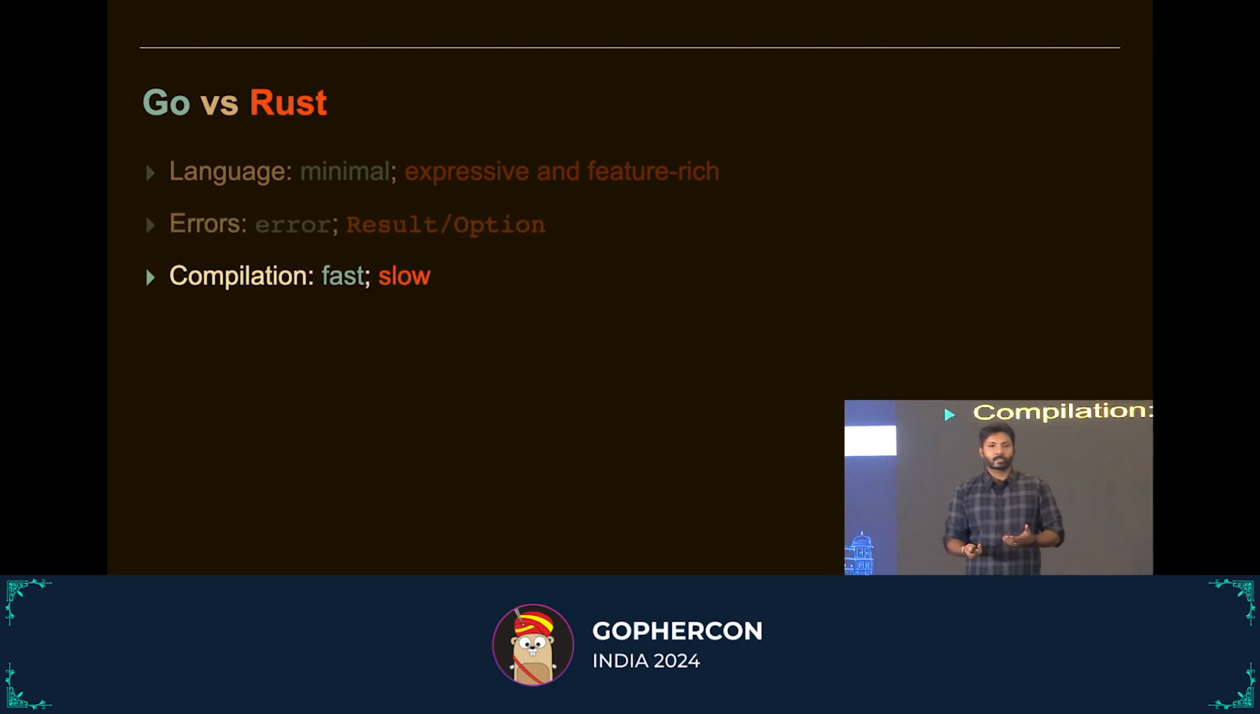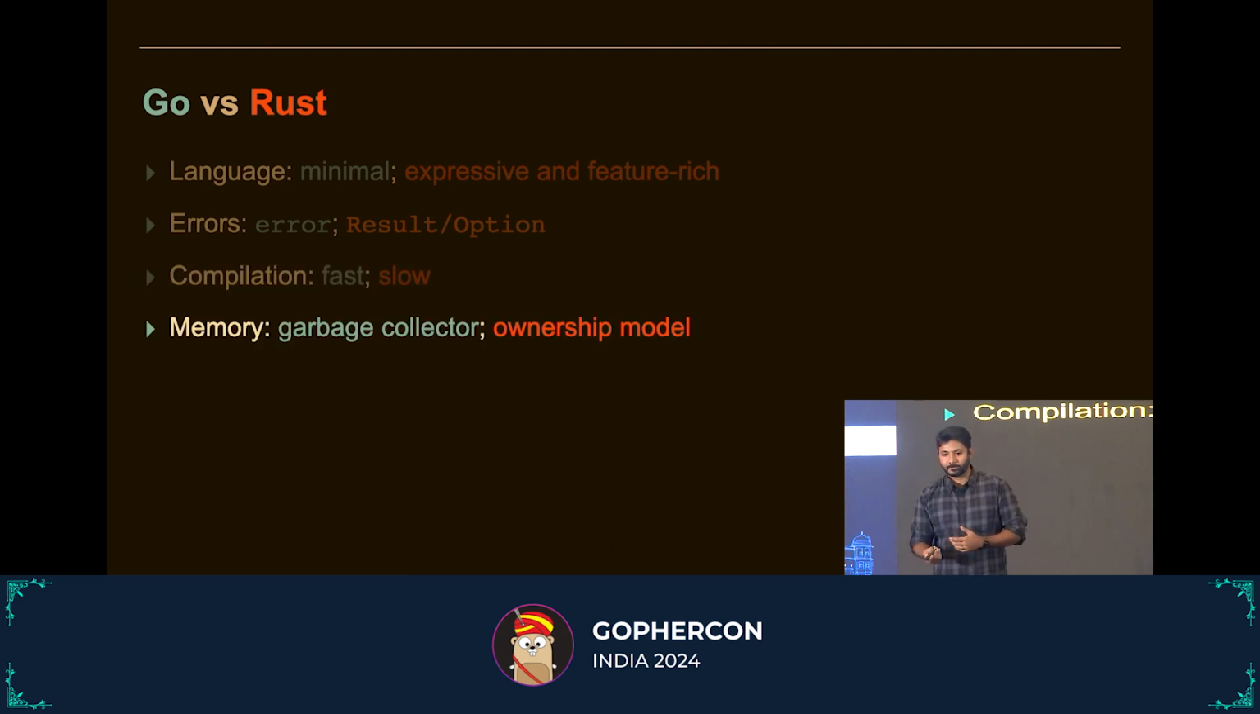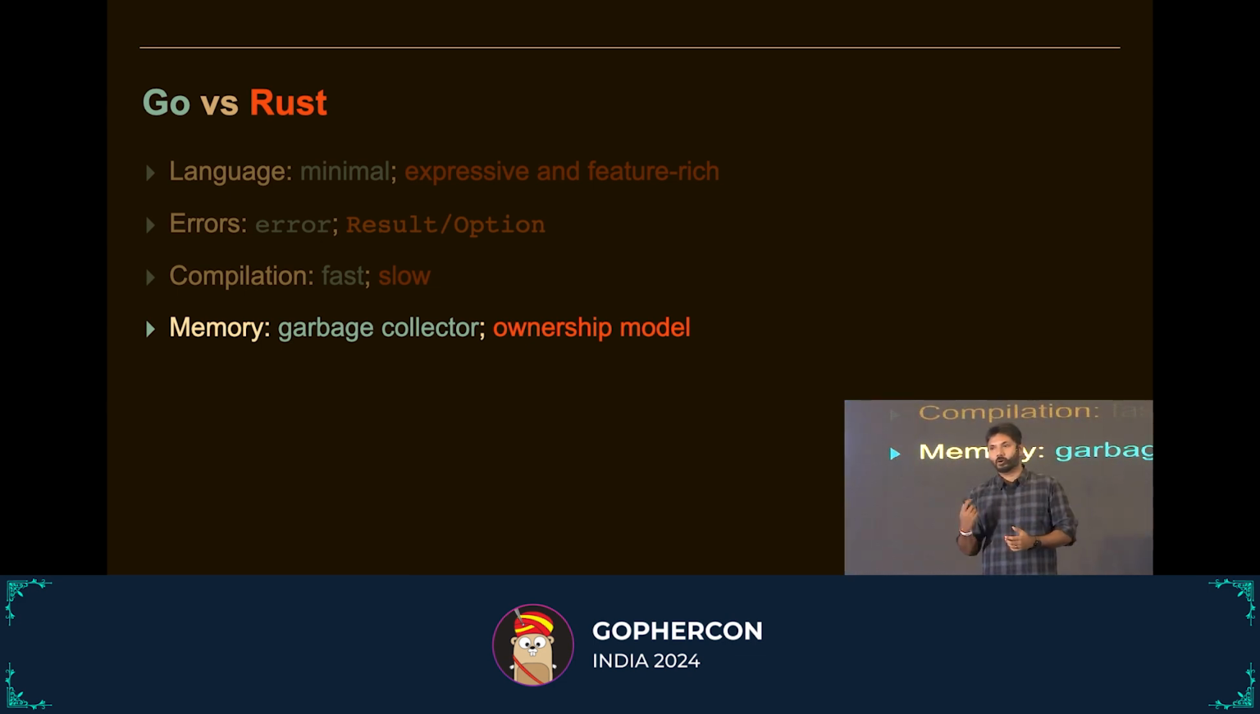The compilation obviously is a lot faster in Go, but when it comes to Rust, it's slow. And there's a reason why it's slow, because there are a lot of checks that you have to adhere to when you're writing code. Memory is garbage collected in Go, but there is no garbage collection in Rust. There is an ownership model, and we will talk about it a little further.